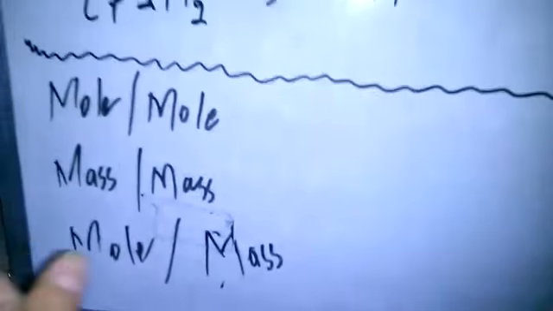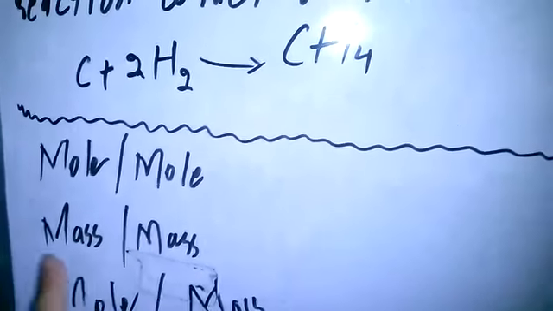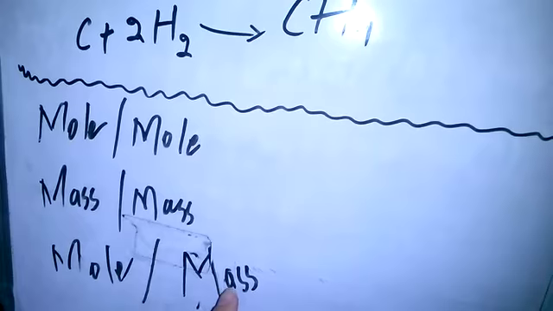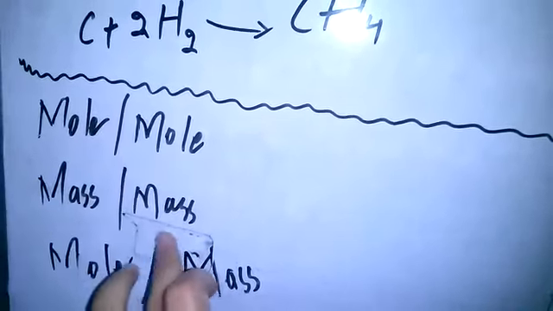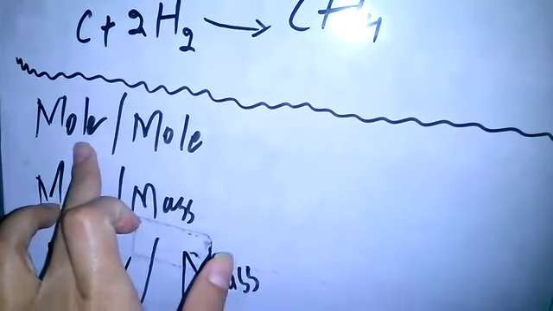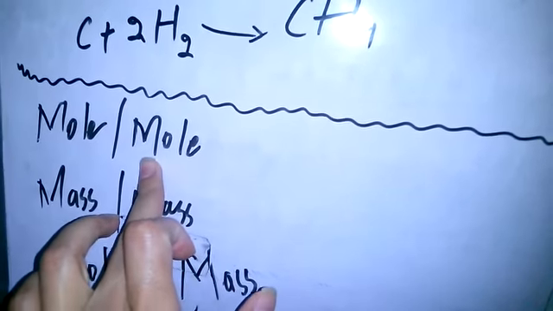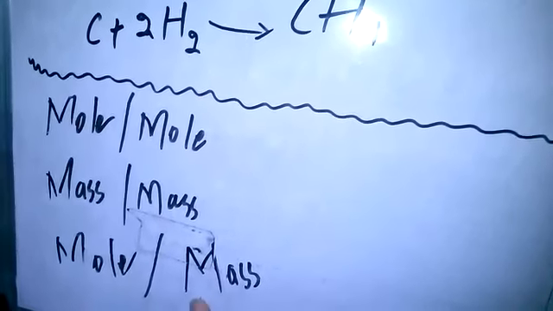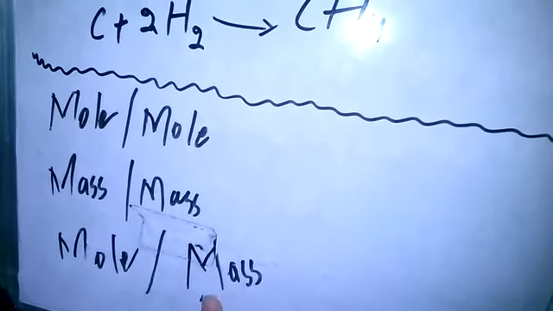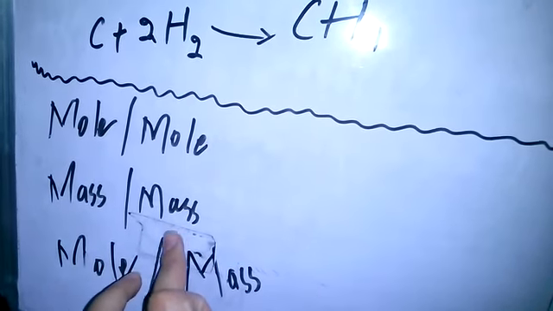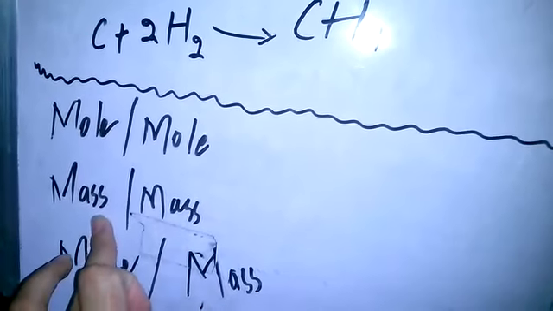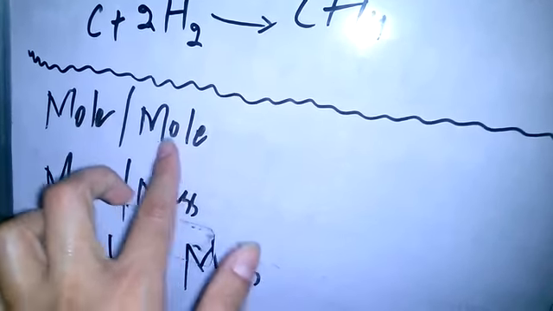Now, there are different stoichiometric calculations. In stoichiometry, we can calculate the mole-mole relationship, the mass-mass relationship and the mole-mass relationship. For example, if we know the mass of a reactant, we can find the mass of product. If we know the moles of reactant, we can find the moles of product. If we know the moles of reactant, we can find the mass of product. Same, if we know the mass of reactant, we can find the moles of product. If we know the mass of product, we can find the mass of reactant. If we know the moles of product, we can find the moles of reactants.